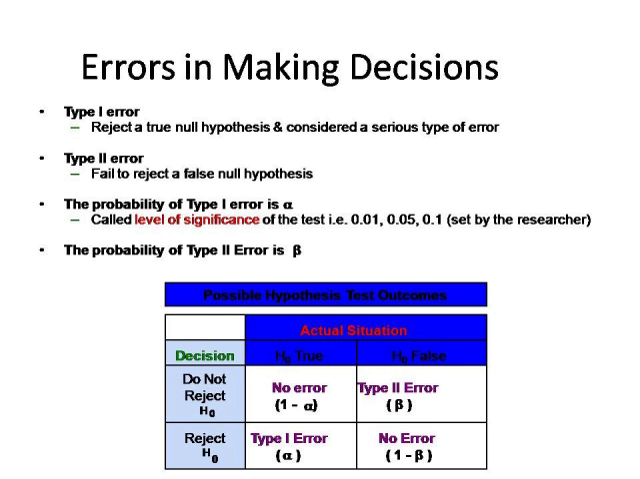Now, in terms of type 1 and type 2, why do we give them different names? Well, they're different errors. Null being true is like the person being innocent. Null being false is like the person really being guilty. So the idea is a type 1 error is like sending an innocent person to jail, and a type 2 error is like letting a guilty person go free.